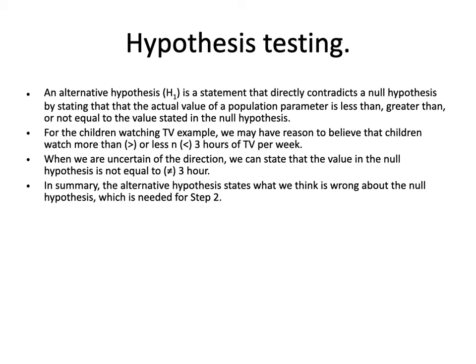For example, in the children watching television example, we may have reason to believe that children watch more than or less than 3 hours of TV per week. When we are uncertain about the direction, we can state that the value in the null hypothesis is not equal to 3 hours. In summary, the alternative hypothesis states what we think is wrong about the null hypothesis, and that is needed for step 2.